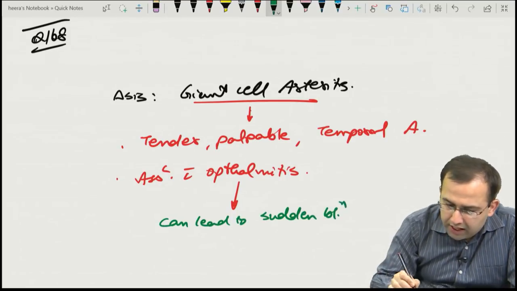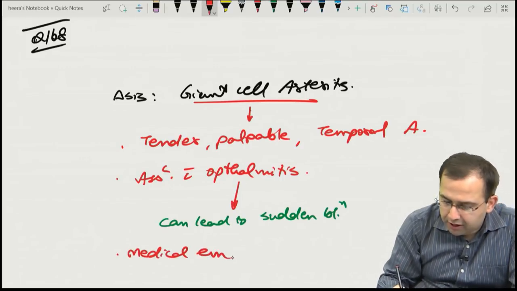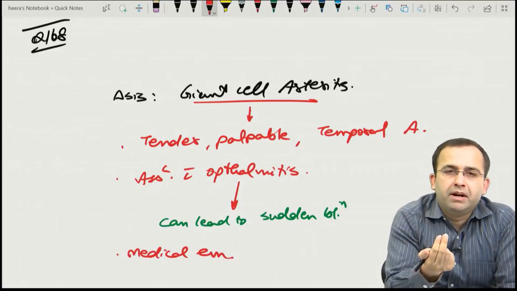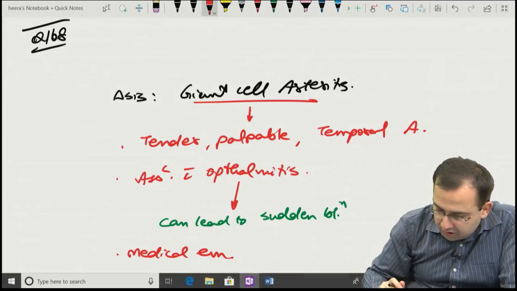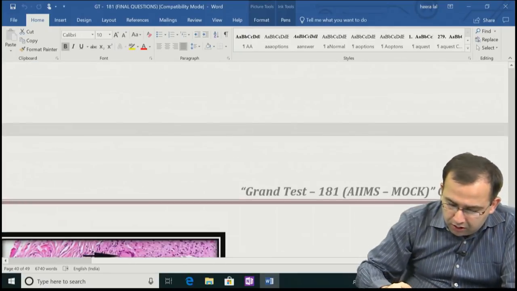Giant cell arteritis is a medical emergency. It can lead to sudden blindness. Next point. Let us have a look at the question now. All are true except, your options are.